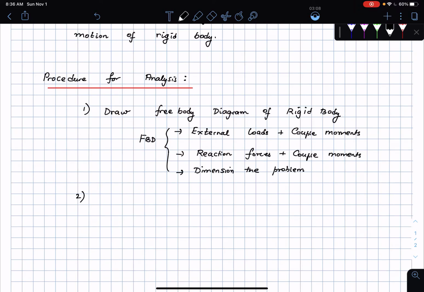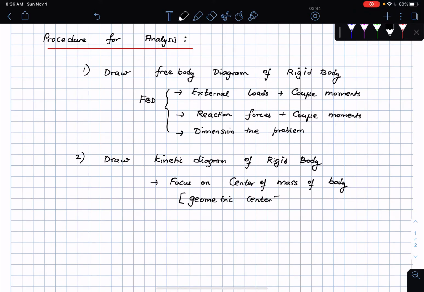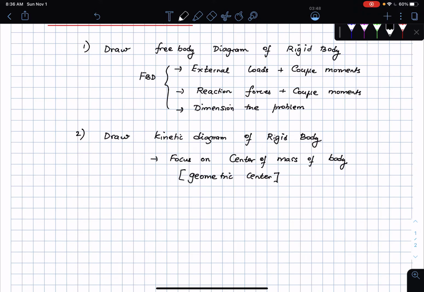This is something you've seen in particles, but there is a slight twist to it here. Okay, so draw the kinetic diagram of the rigid body. Okay, so the idea here is the focus is on the center of mass of the body. Focus on the center of mass of the body, or focus on the geometric center. So that's essentially what it is. Okay, and you mark two quantities on the kinetic diagram. Okay, so you mark the mass times the acceleration of the center of mass.